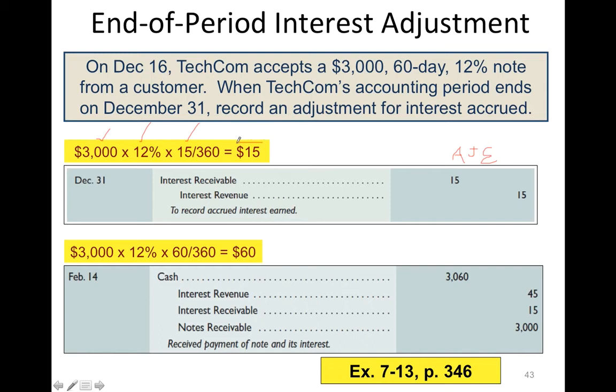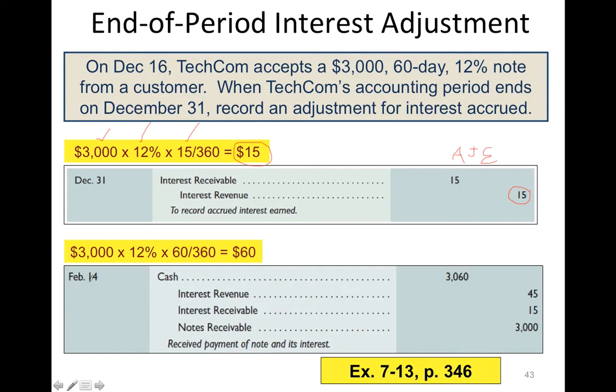Am I making this in cash? No, but I earned it, so it has to go on the income statement this year, not next year. What are my accounts? Debit interest receivable, not cash. I'm entitled to receive this, and credit revenue. So this amount then goes on the income statement, and my income statement is correct.